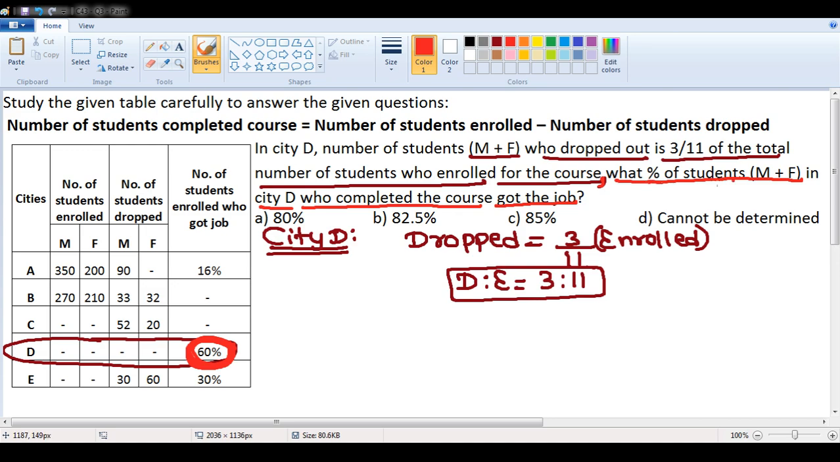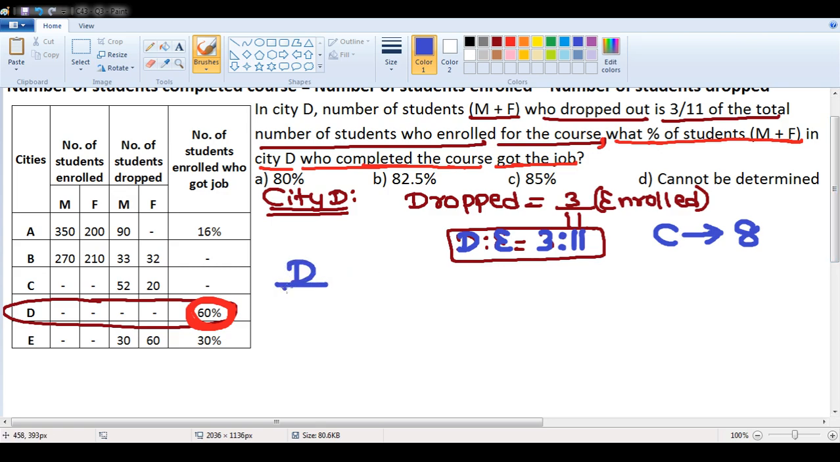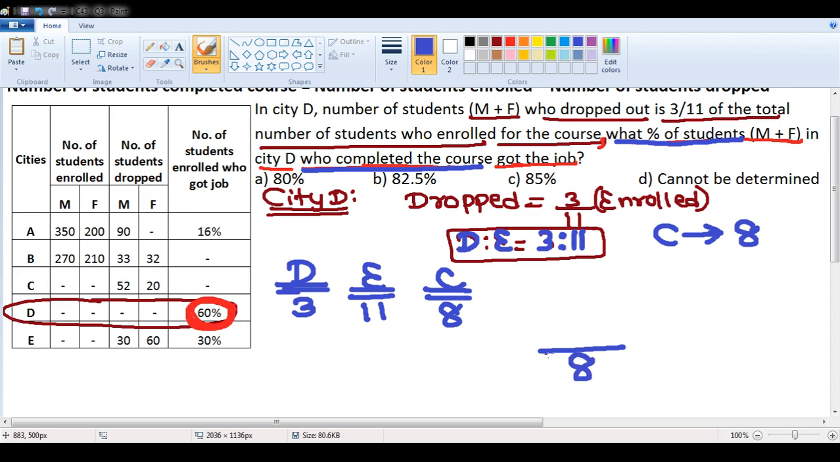Now, from the ratio, 3 people dropped out and 11 people enrolled. Out of 11 enrolled people, if 3 drop out, the completed people remaining will be 8. So dropped out is 3, enrolled is 11, completed is 8. The question asks what percent of students in city D who completed the course got the job. Out of total 8 students who completed the course, how many got the job?